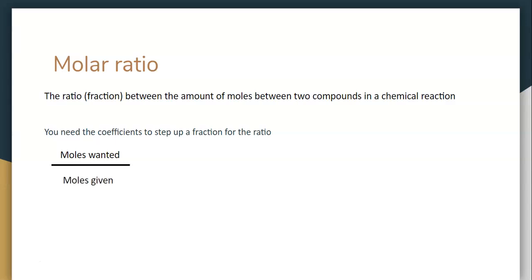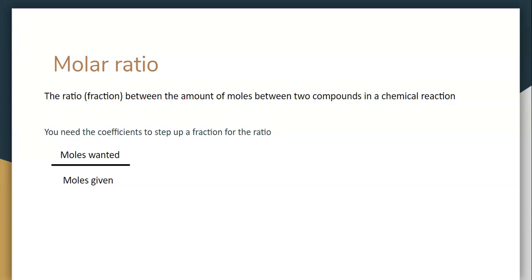So we're going to look at the problem and ask, what is the compound or element that has a number attached to it? Whether it's hydrogen, oxygen, calcium sulfate, whatever the question is giving a number for, we're going to look at that one in our balanced chemical reaction equation, and we're going to put that one on the bottom.